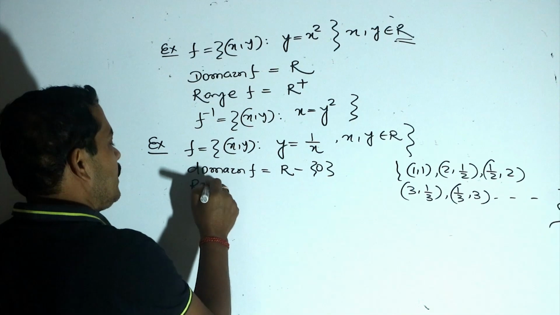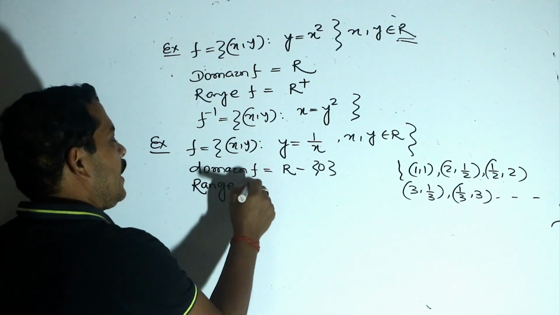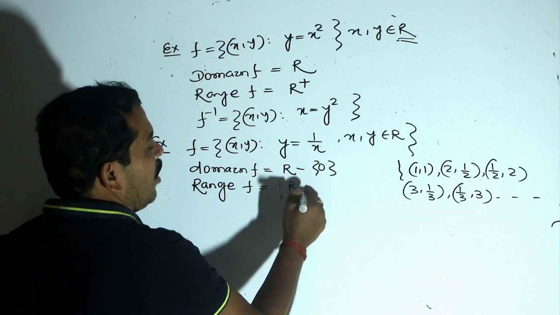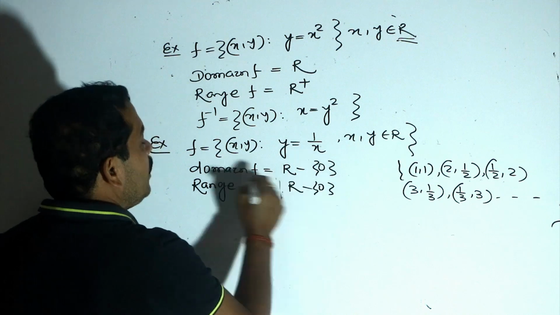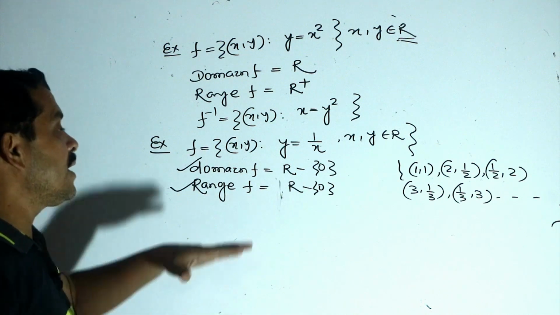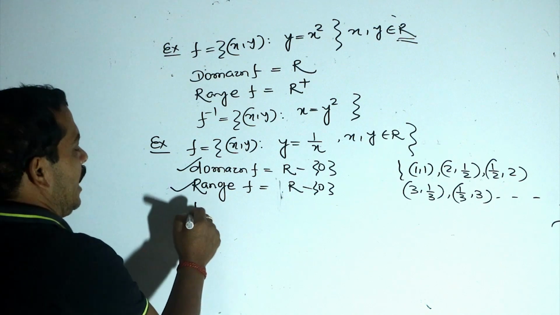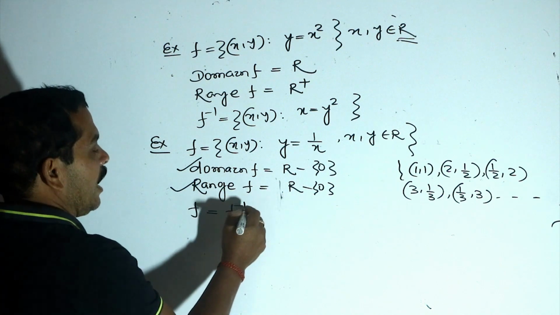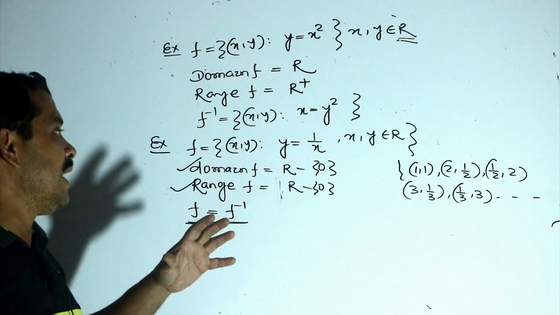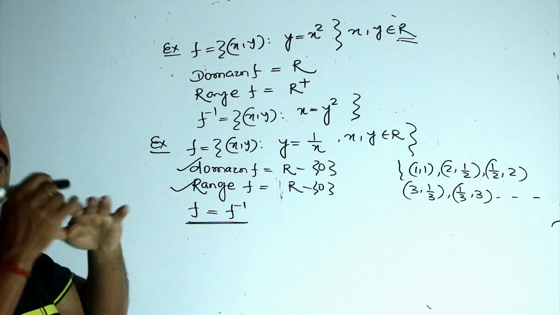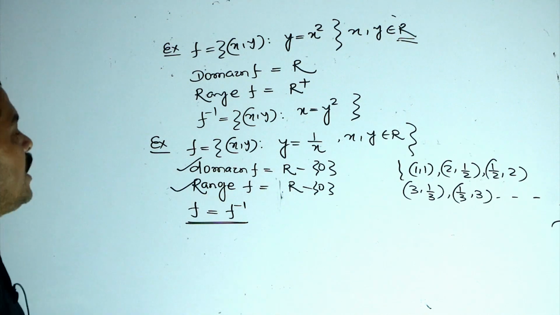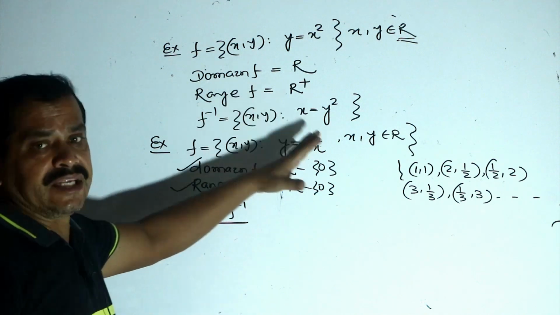And range f is also real numbers except 0. Here domain and range are the same. And f is also equal to f inverse. So this is an example of a relation where domain f equals range f and the relation is also equal to its inverse relation. So many more examples.